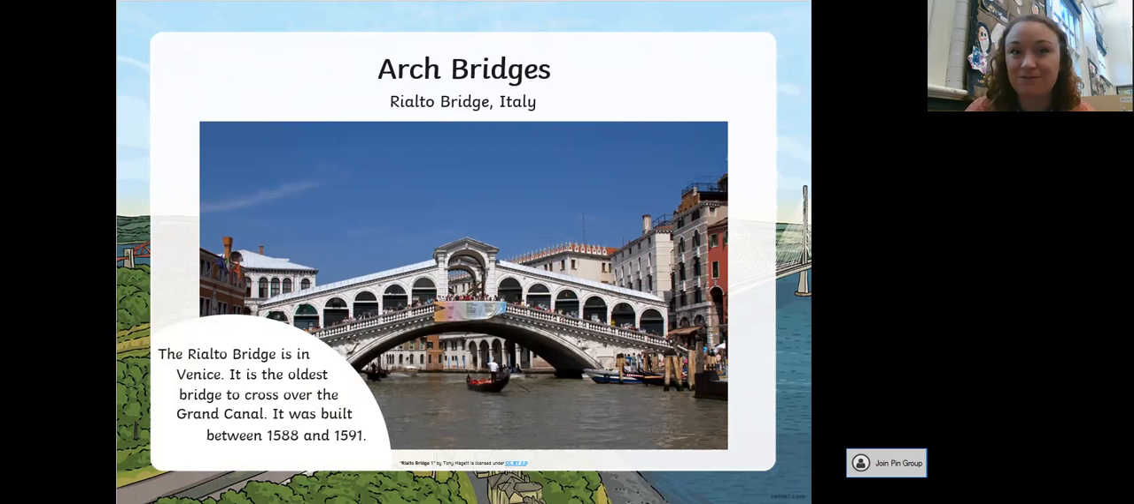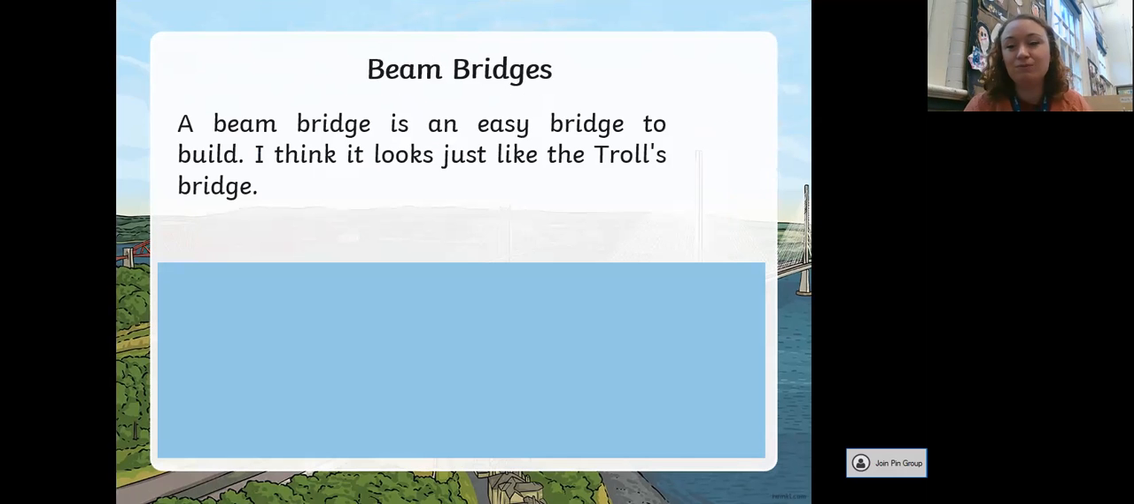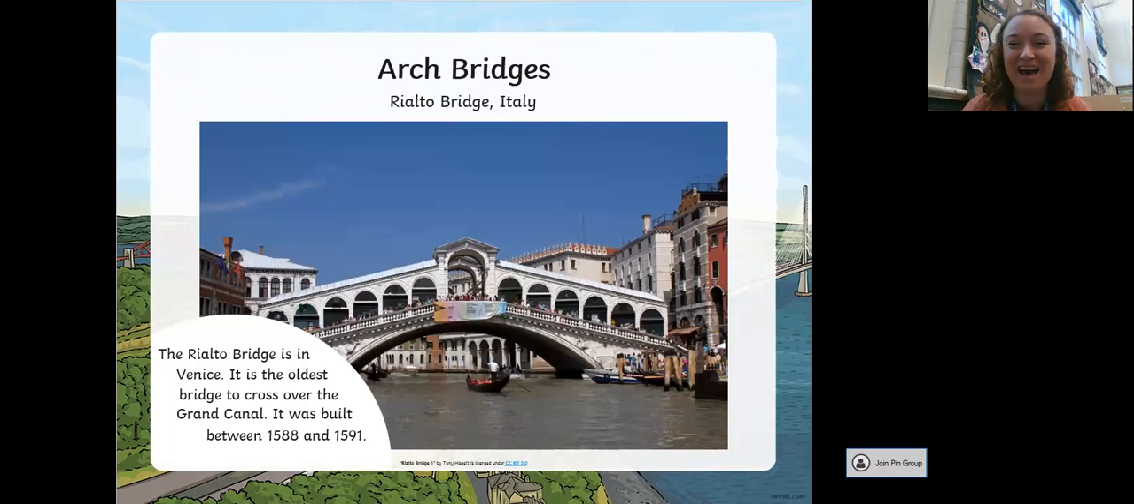And Venice is a very special place because it is full of water, full of waterways and canals. So they have lots of very old bridges. And this one is the oldest. And I've been there. Oh, sorry, go back.